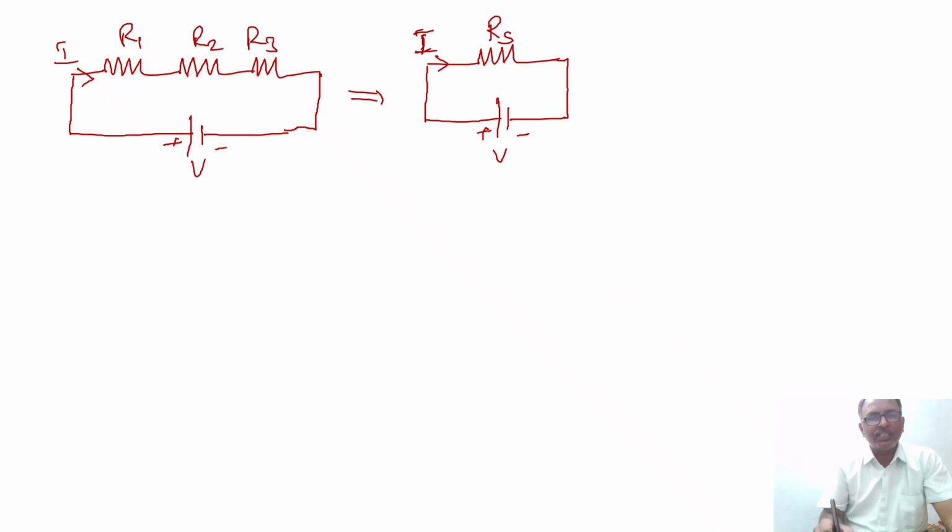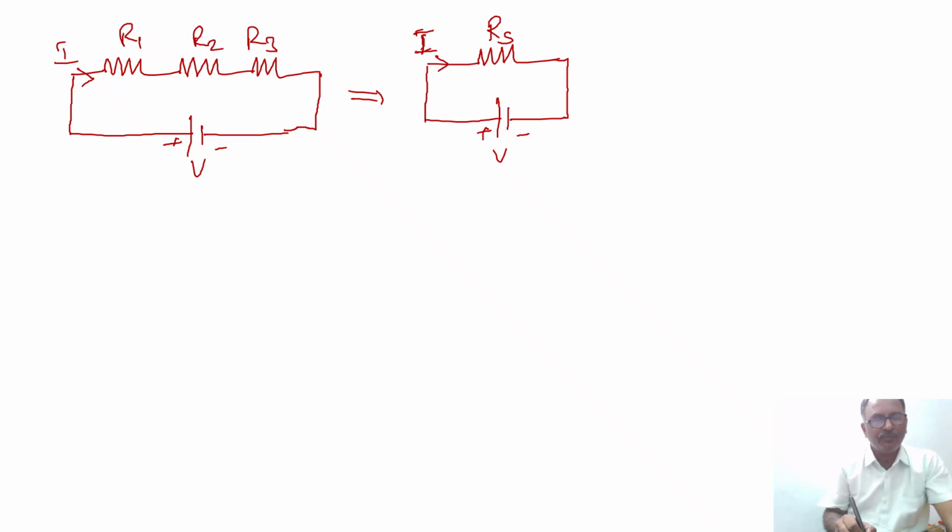So this Rs is replacing the series combination of R1, R2 and R3, so that the circuit properties have not changed. So what is the value of Rs that we need to connect in order that the properties of the circuit should not change? When you apply V volts, the current flowing in the circuit should be I amperes. So what is the value of Rs? That is the equivalent resistance that we need to connect in order to replace R1, R2 and R3. The equivalent resistance can be calculated as follows.